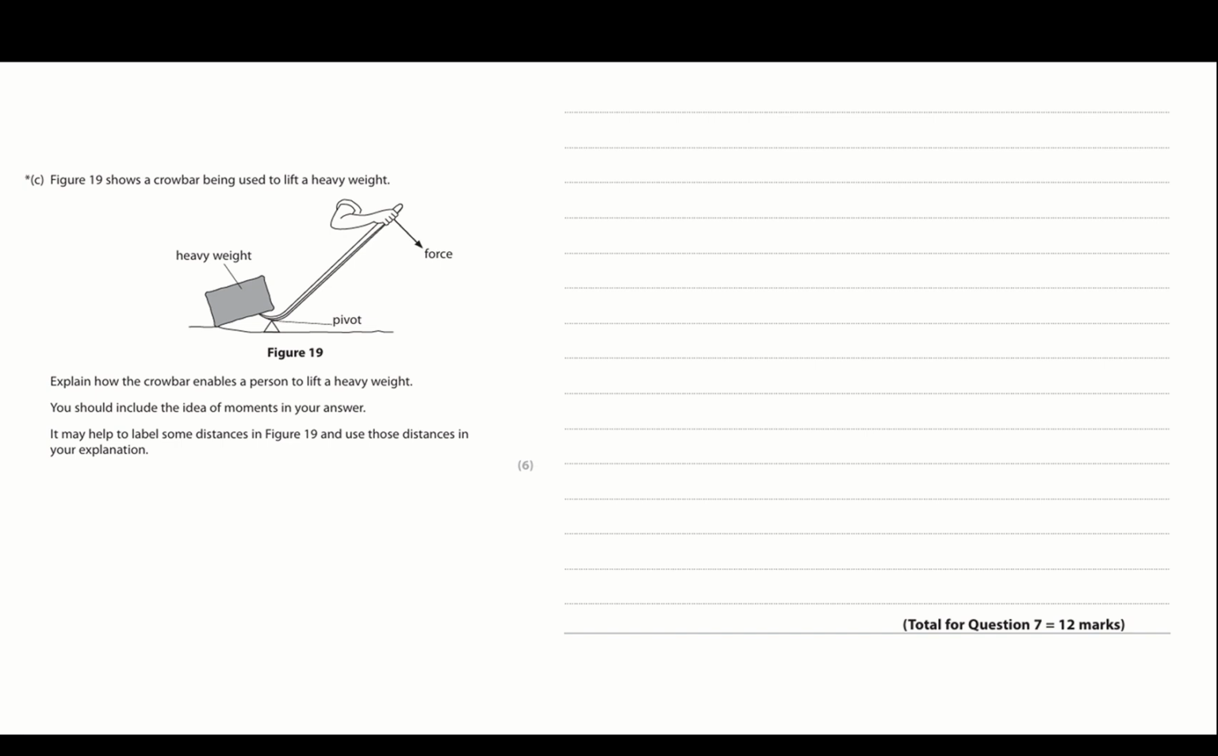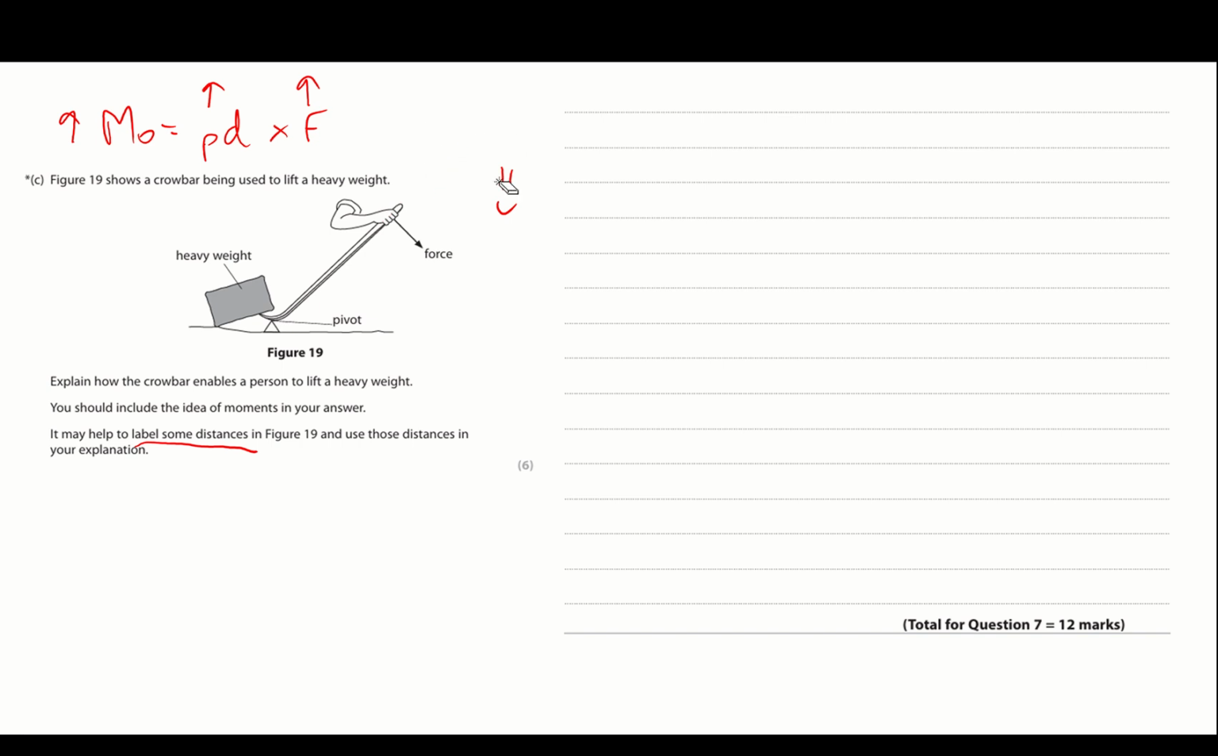Next one, figure 19 shows a crowbar being used to lift a heavy weight, and we can see we've got a turning moment again. And the basic idea is anytime I use a turning moment like this, I increase my mechanical advantage, and increasing the distance is a good thing because there's two things I can change. We know that the moment equals the perpendicular distance times whatever the force is. So if I increase any of those two things, it'll increase the turning moment. So it says explain how the crowbar enables the person to lift. So the basic idea is it's going to increase the distance. You should include the idea of moments in your answer, and it may help to label some distances.